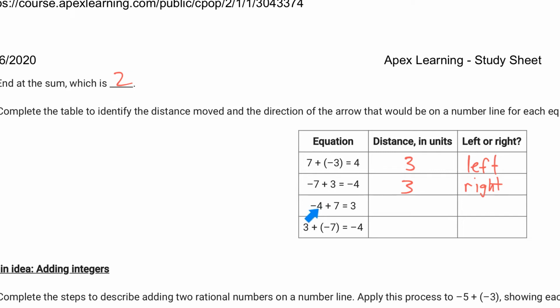Here, I start at negative 4, and I have to move 7 spaces to the right. So it's 7 spaces to the right because the 7 is positive. And then here, I start at 3, and I have to move 7 spaces to the left. So if I start at 3, I have to move 7 spaces, but I have to move it to the left.